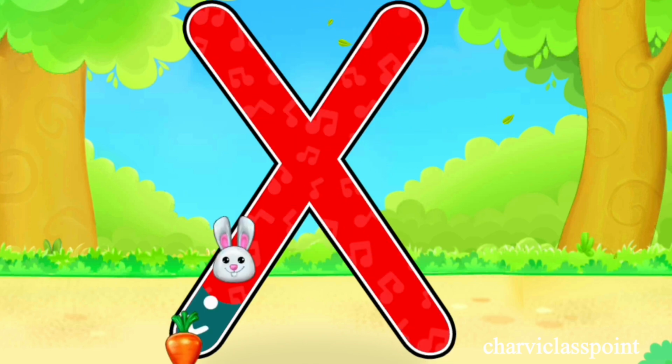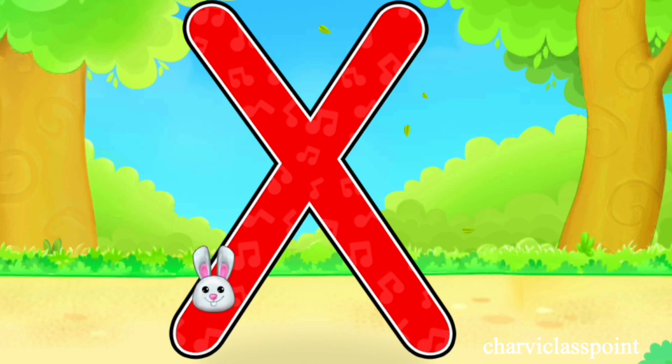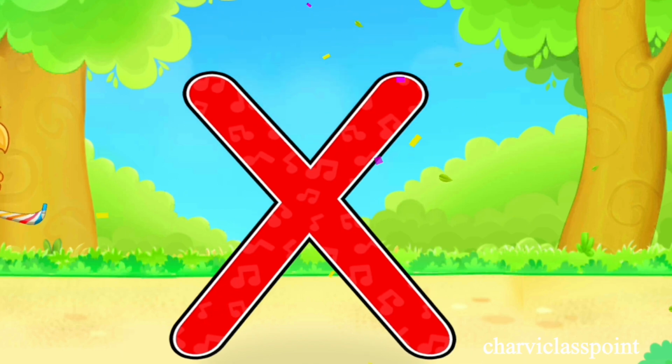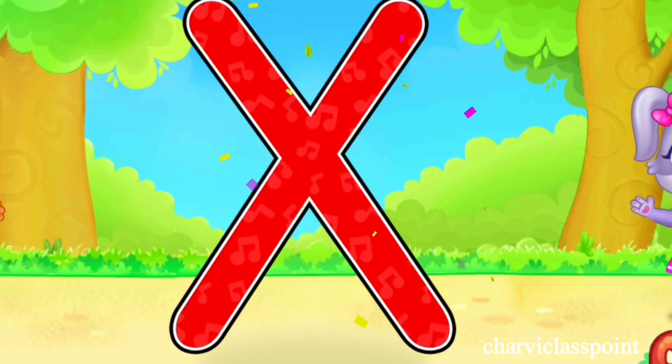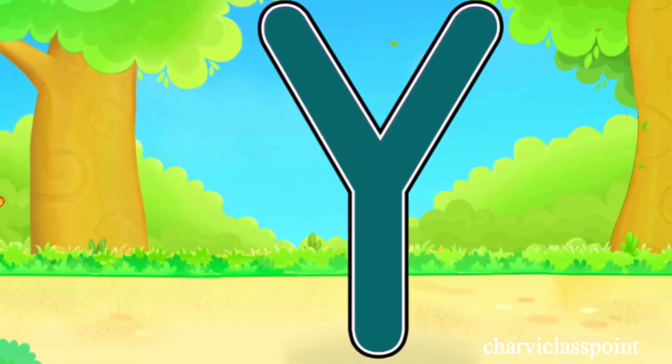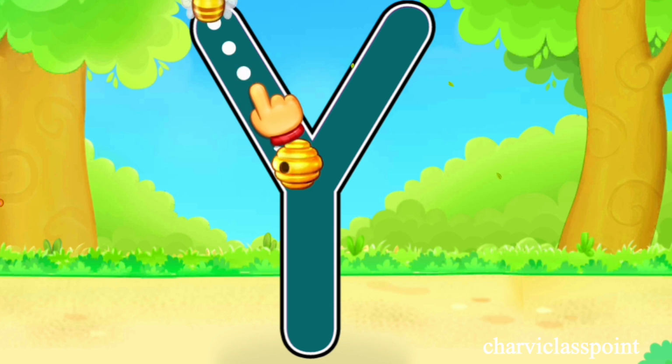Up to down. Again up to down. Wow. Amazing. We get letter X. X for X-ray. X for X-ray. Next letter is Y.